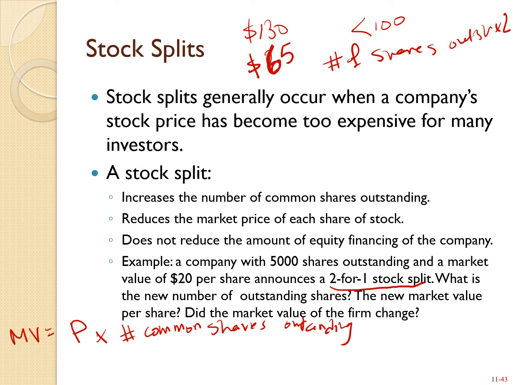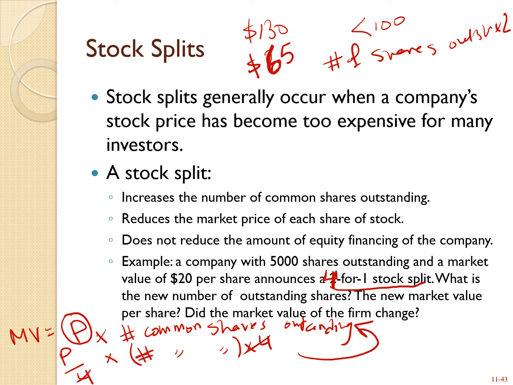Let's assume that you've done not 2-for-1. Let's take another example, 4-for-1. So each stock now has become 4 stocks or 4 shares. So your number of common shares is multiplied by 4. At the same time, each one of those has become 4 shares, so the price will be divided by 4. 4 and 4, you got back to the same thing.